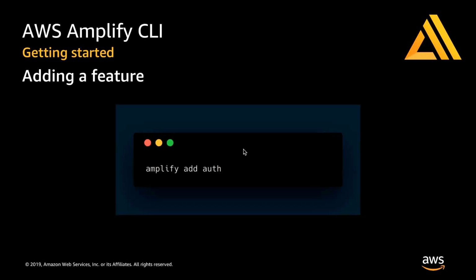Once you want to add a new feature after the project has been initialized, you can run amplify add with the name of the feature. What we're going to be doing today is amplify add auth, and then we're going to be doing amplify add API. All right, so let's go ahead and demo this out now.